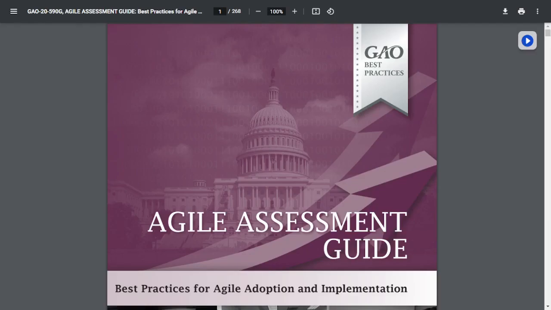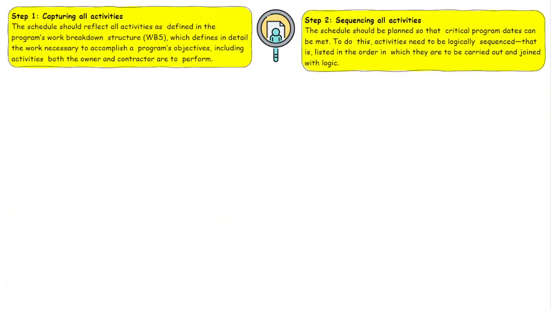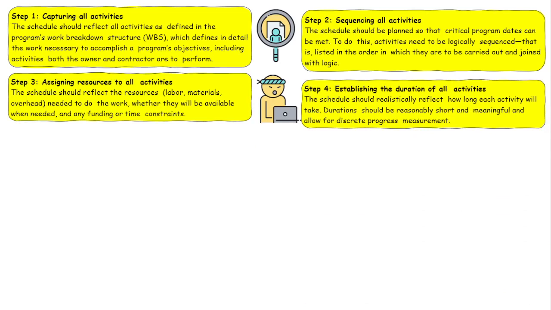So let's examine the 10 steps that the US government has out there in this document that I talked about a few moments ago, known as the Schedule Assessment Guide. Now, that information is encapsulated as follows. The first step, capture all activities. The second step, sequence all activities. The third step, assign resources to all activities. And fourth step, establish the duration of all activities.